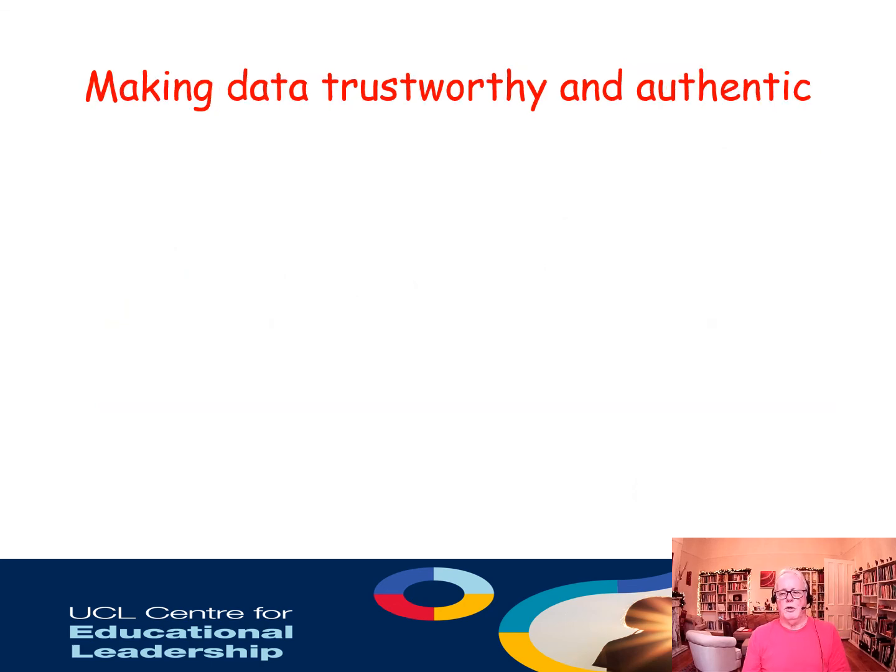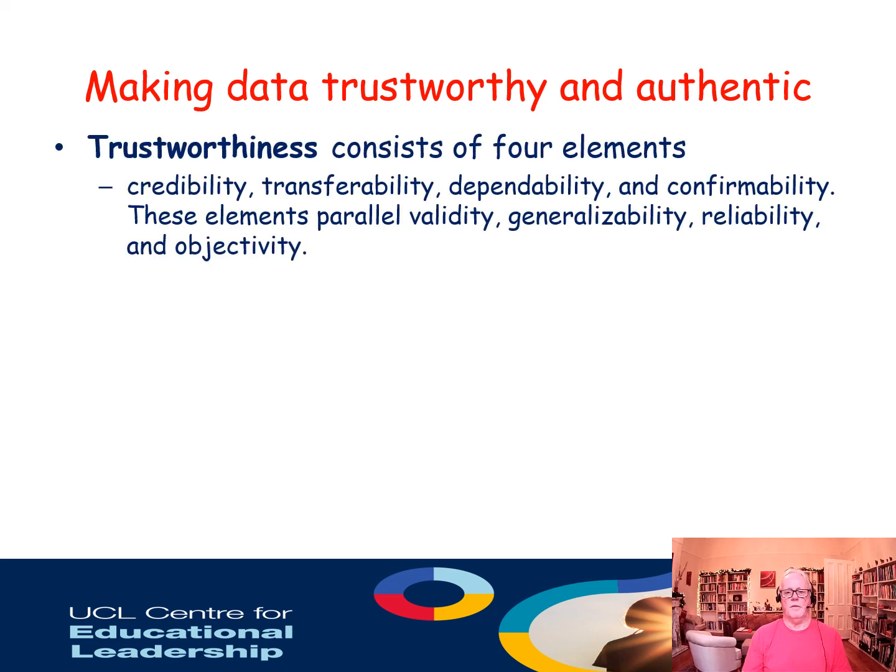So you've got qualitative data. With quantitative data, you would have spent ages making sure that everything was valid and reliable. You can't do that with qualitative data. You've got to find ways of making it trustworthy and authentic. Okay, so trustworthiness consists of 4 things, and they parallel what we would do in quantitative work, which is validity, generalizability, reliability, and objectivity. What we're looking for in this qualitative data is credibility, transferability, dependability, and confirmability.